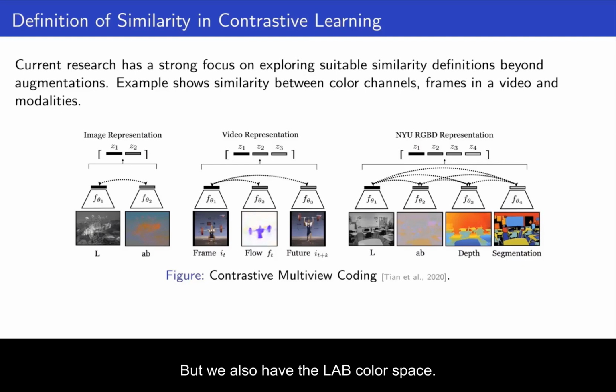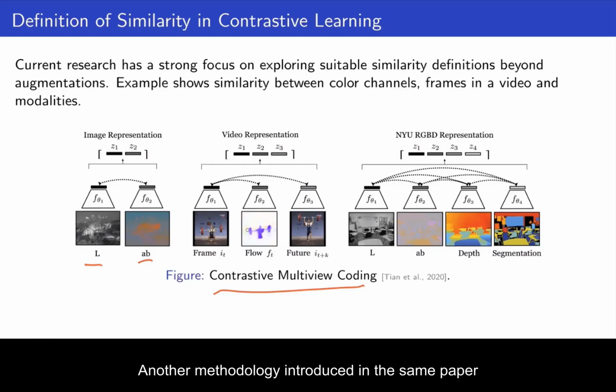But we also have the LAB color space. Here we separate it into L for lightness and chromaticity, which is the AB channel, which is also a distinct way. In the contrastive multi-view coding paper, the authors proposed to convert the image into the LAB space and then use the L channel together with the AB channel as positive pairs for contrastive learning.